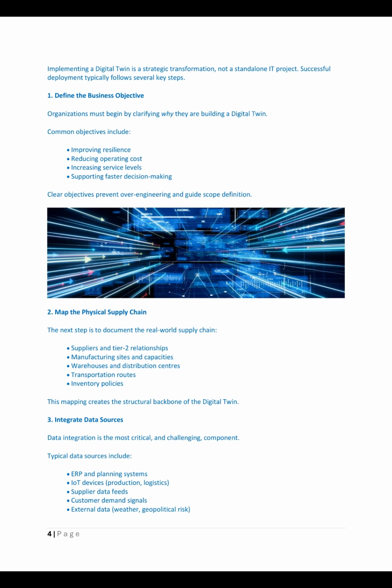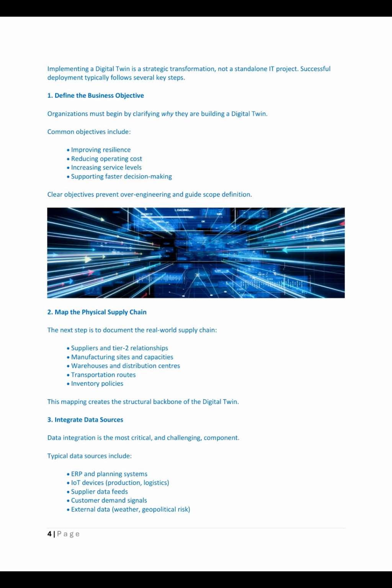Next, you need to map out the physical supply chain in detail. This means documenting all key elements like suppliers and their tier 2 relationships, manufacturing sites and their capacities, warehouses, distribution centers, transportation routes, and inventory policies. This comprehensive mapping forms the backbone of the digital twin model. Finally, data integration is the most critical and challenging part of the process.